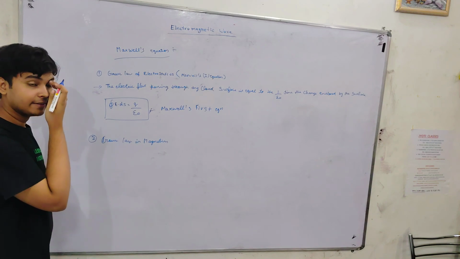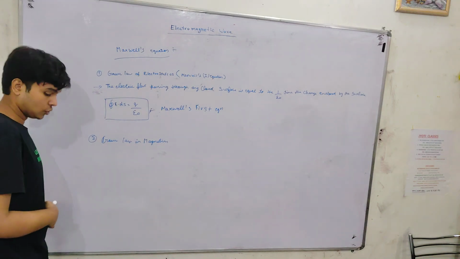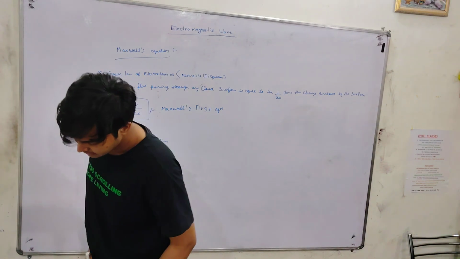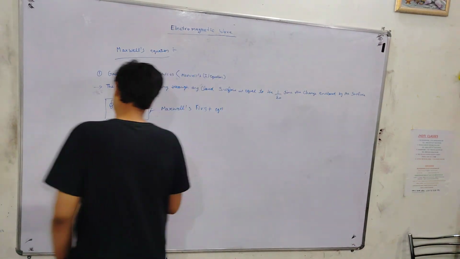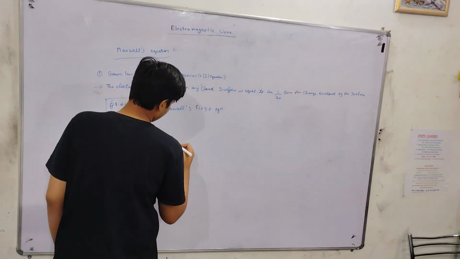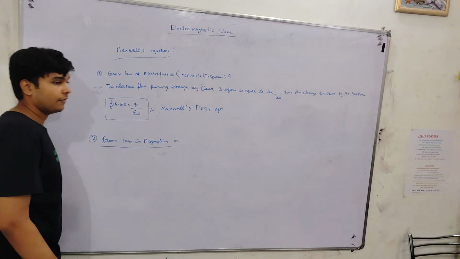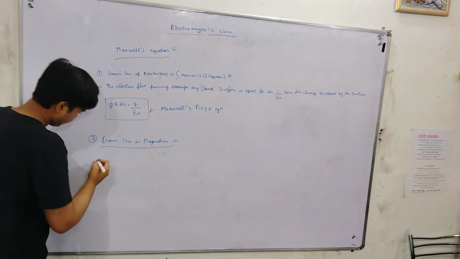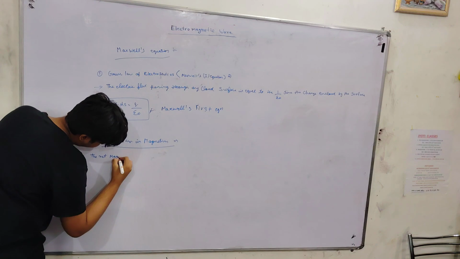This law states that the net magnetic flux through any closed surface is equal to zero. The net magnetic flux through any closed surface is always equal to zero. This law was given by Maxwell only, but when we study it in magnetism, it is defined as Gauss law in magnetism.